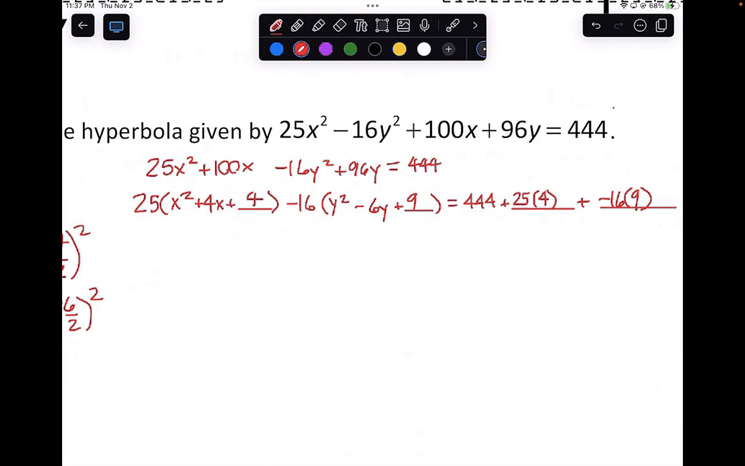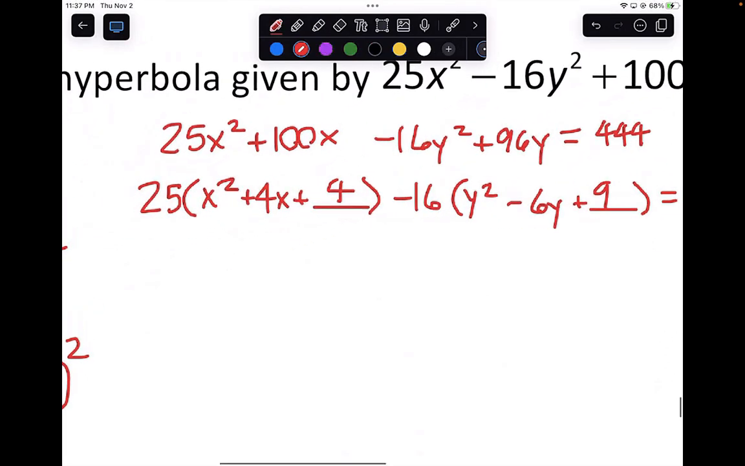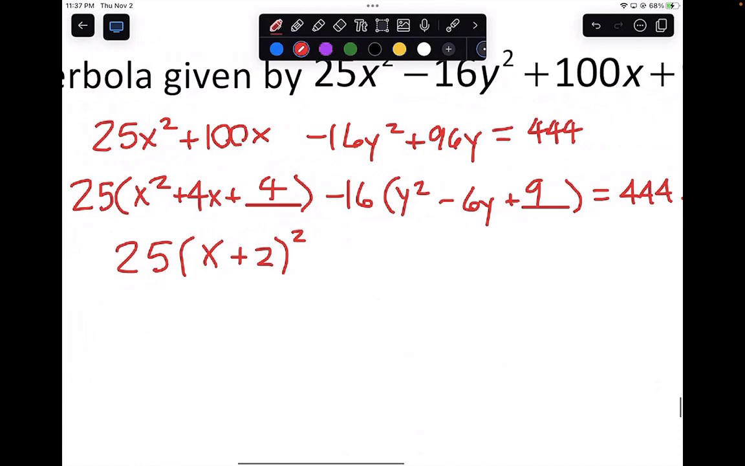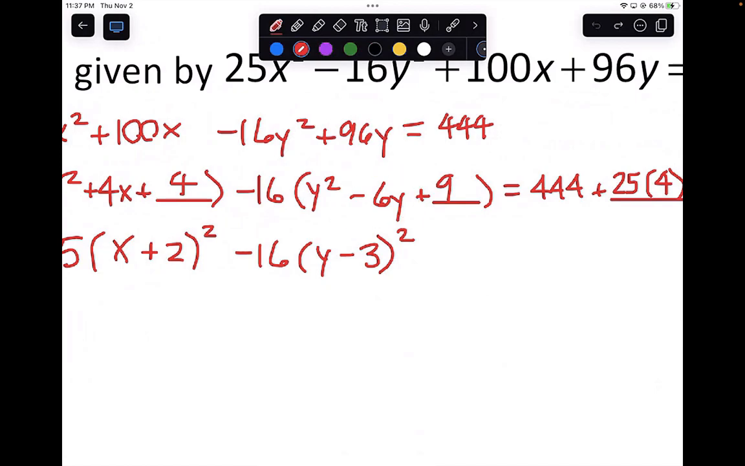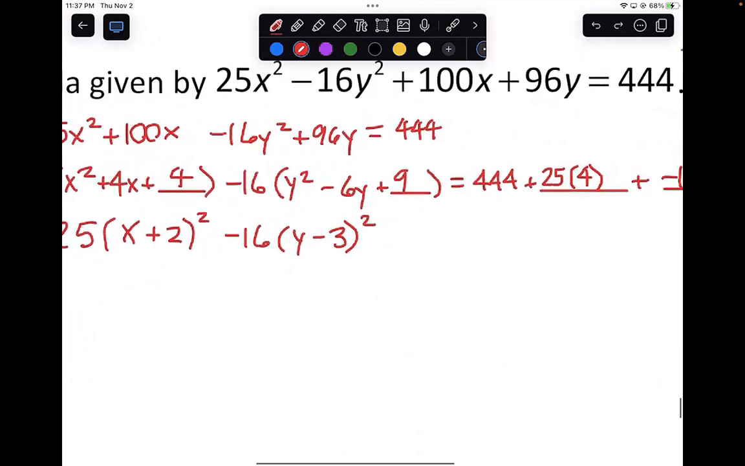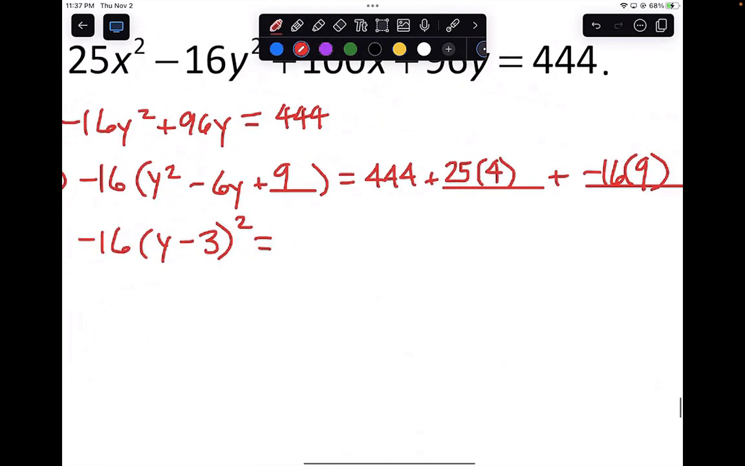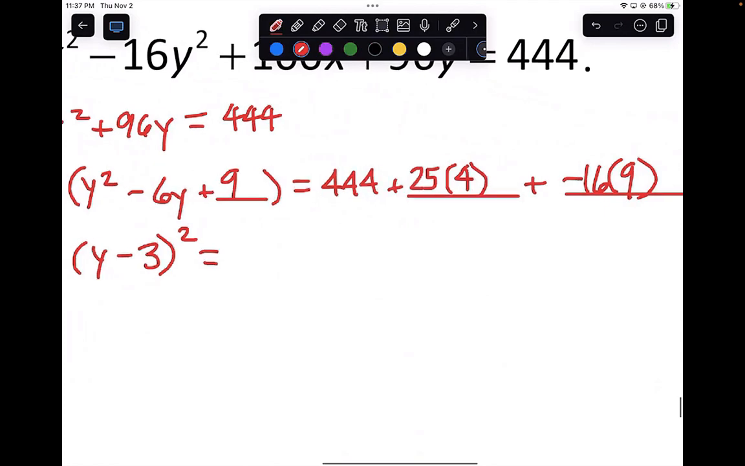And then we'll start to factor the left-hand side. When we factor the left hand thing right here, this will be x plus 2 squared. The second group will be y minus 3 squared. You'll want to match up the sign with the same sign as the b value. On the right hand side, you're going to have 444 plus 100 and then minus 144.